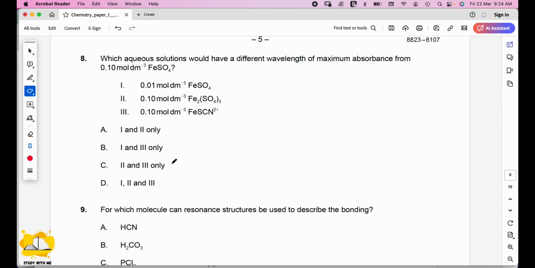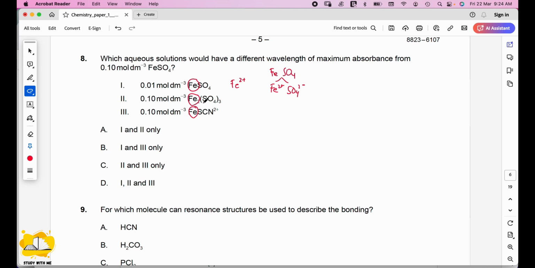Okay, so now for number 8. Which aqueous solution would have a different wavelength of maximum absorbance from 0.10 mol dm^-3 FeSO4? To check which one has a different wavelength, you just need to find out the oxidation number of this Fe. So this obviously will be Fe2+, because FeSO4, if you make them into ions, is SO4 2- and then Fe2+.